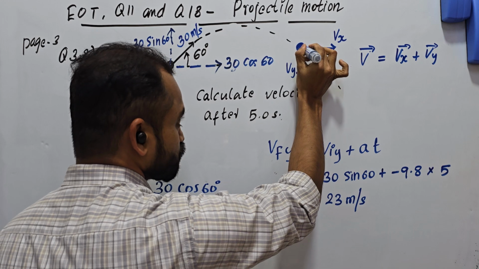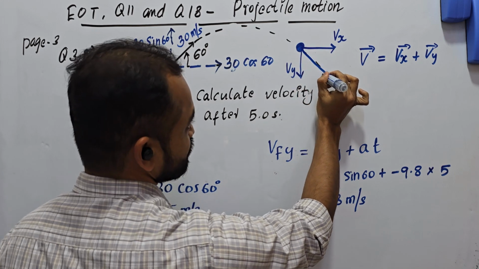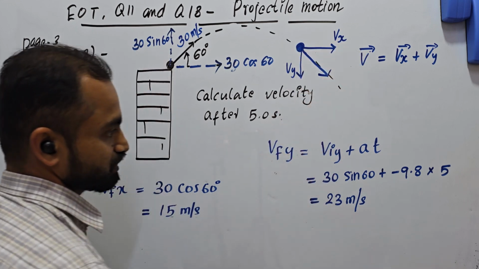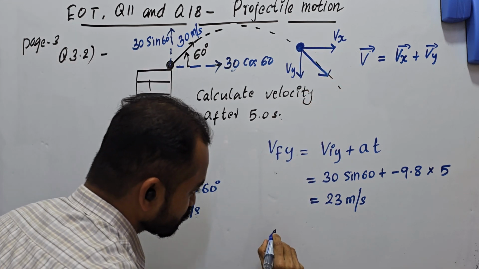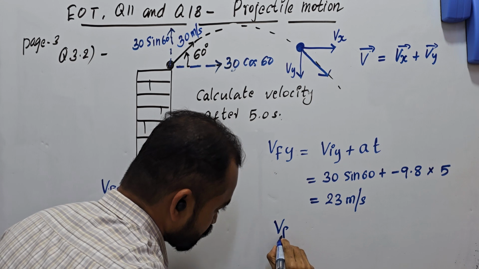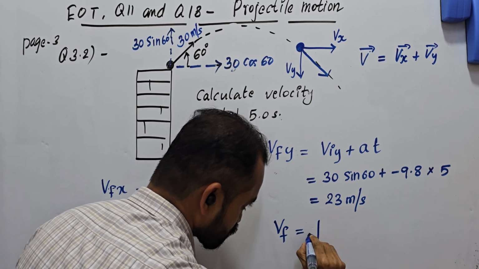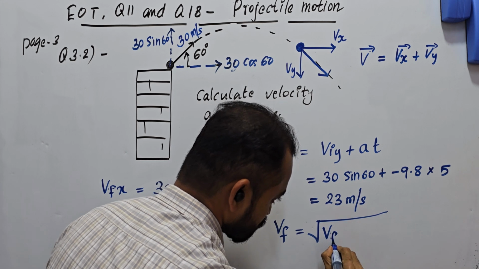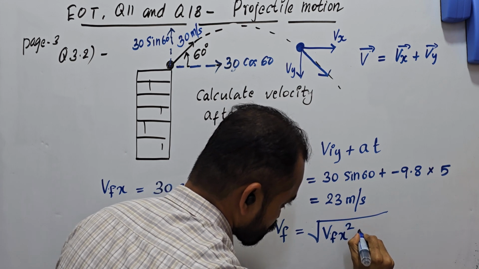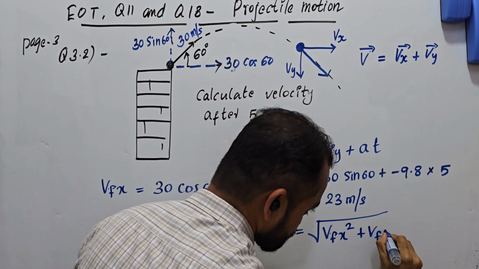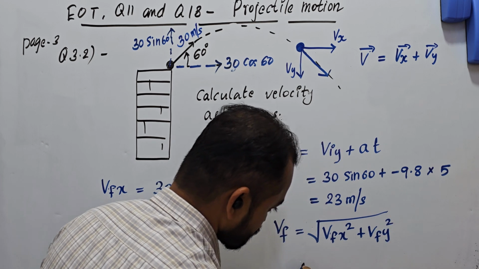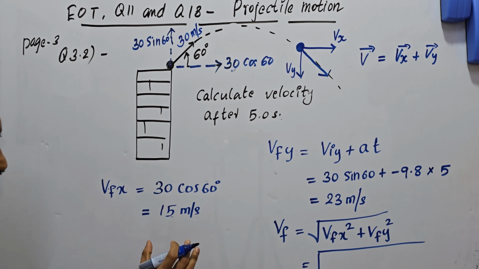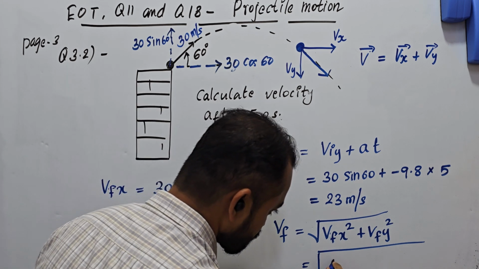y direction. So what is the resultant final velocity? This is the resultant final velocity. We know Vx and Vy. So how do we calculate the magnitude of the final velocity? Final velocity is equal to the square root of the final velocity along the x direction squared plus the final velocity along the y direction squared. If you can't see what I am writing here, no problem, I will just substitute these values here.